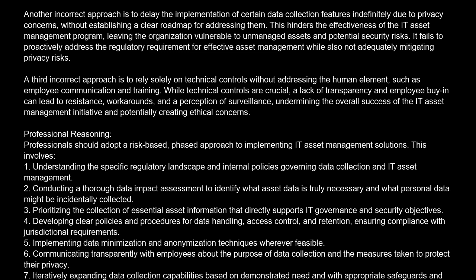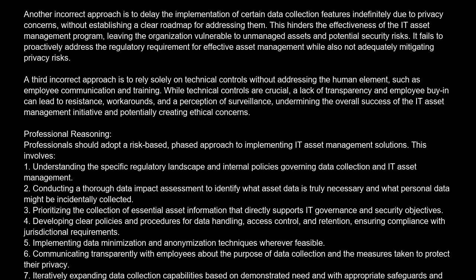Another incorrect approach is to delay the implementation of certain data collection features indefinitely due to privacy concerns, without establishing a clear roadmap for addressing them. This hinders the effectiveness of the IT asset management program, leaving the organization vulnerable to unmanaged assets and potential security risks. It fails to proactively address the regulatory requirement for effective asset management, while also not adequately mitigating privacy risks.